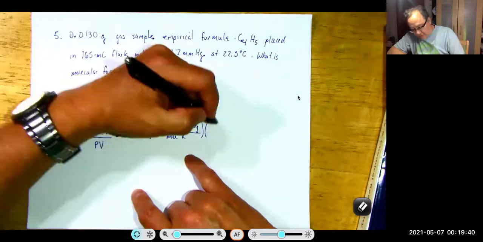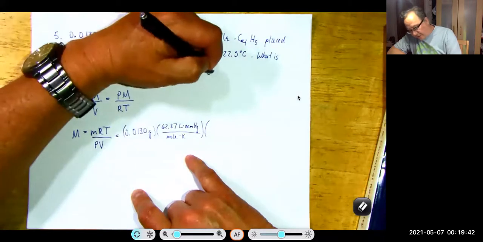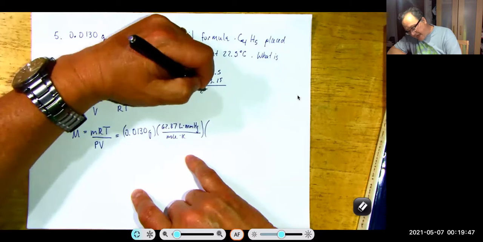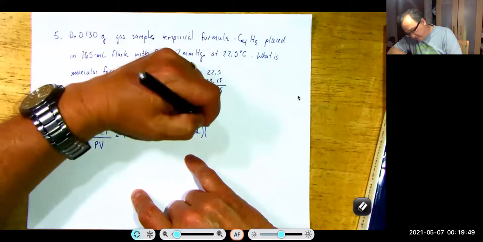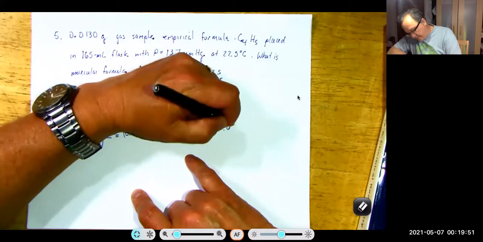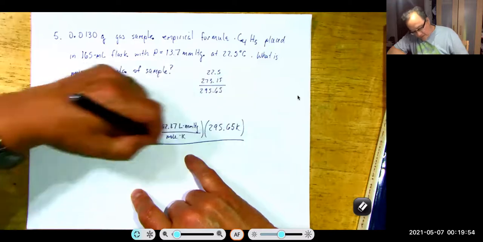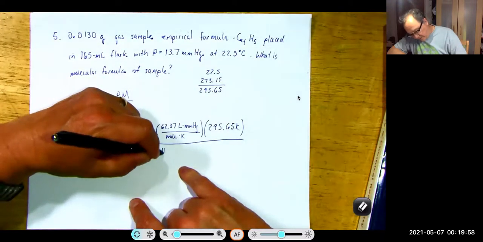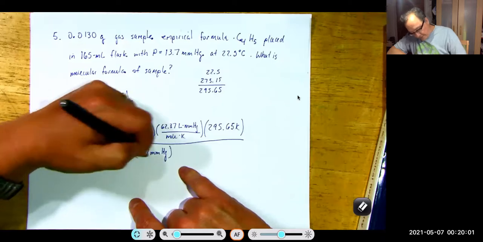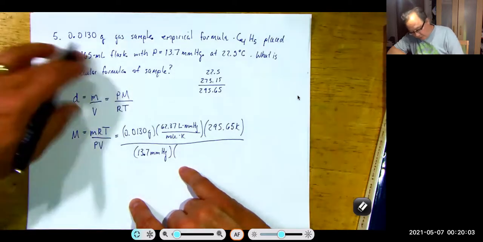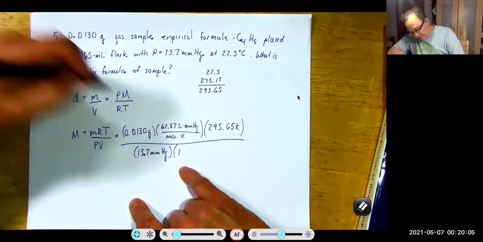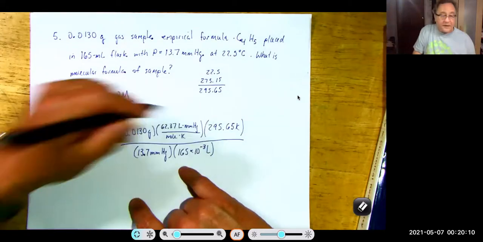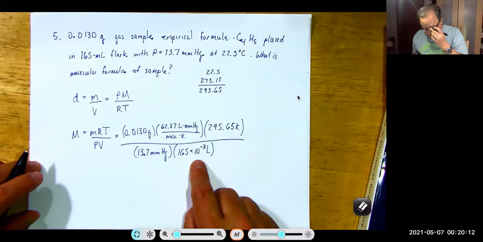And for my temperature, I'm going to say 22.5 plus 273.15 is 295.65. The pressure is 13.7 millimeters of mercury. And the volume is 165 times 10 to the minus 3 liters. I can replace that m with a 10 to the minus 3.